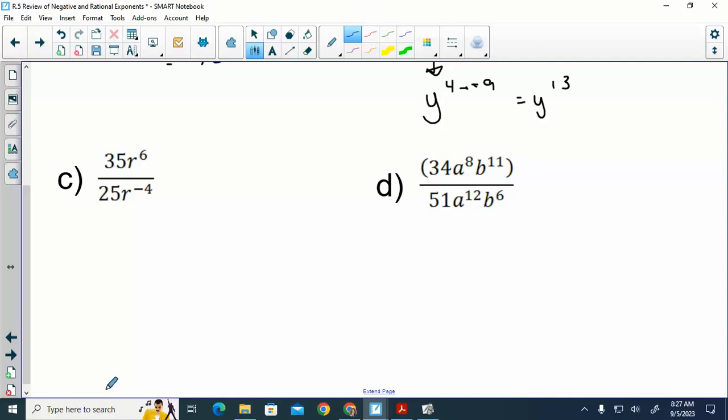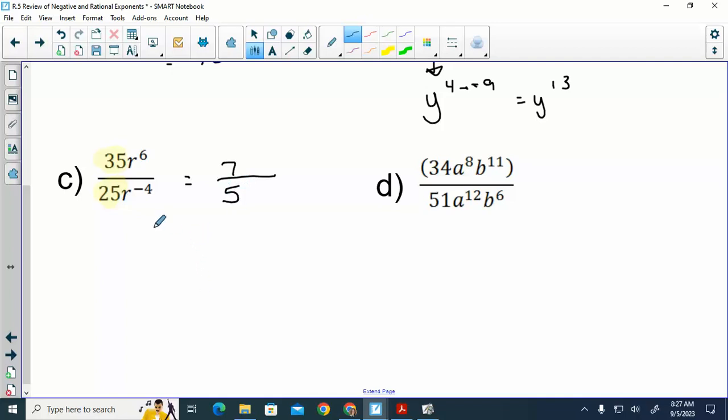So this one, I need to rewrite. I want to simplify as much as I can, and my final answer can't have any negative exponents. So start with the coefficients, 35 and 25. What could I do to both of those? Divide them by 5. So 35 divided by 5 is 7, 25 divided by 5 is 5.